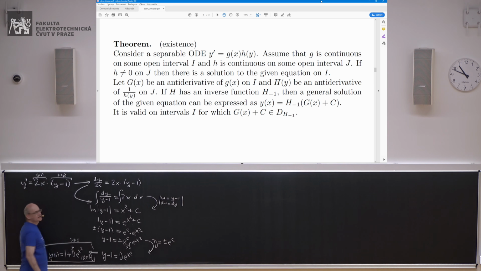This step was valid only under the assumption that y is never 1. Remember, y is a function here. We started to treat it as a letter here, but so far it's just a function. And it's not allowed to be 1, otherwise we are in big trouble.